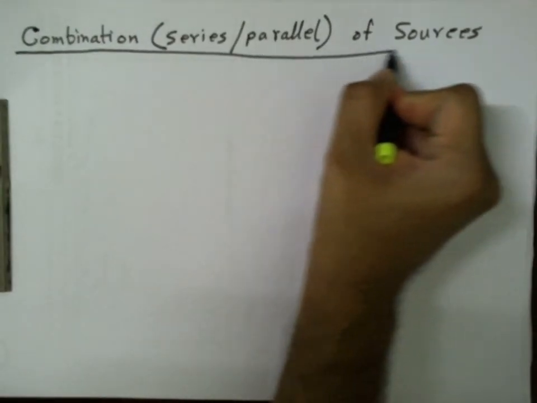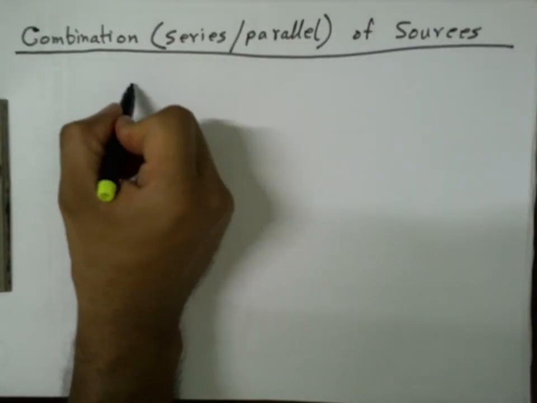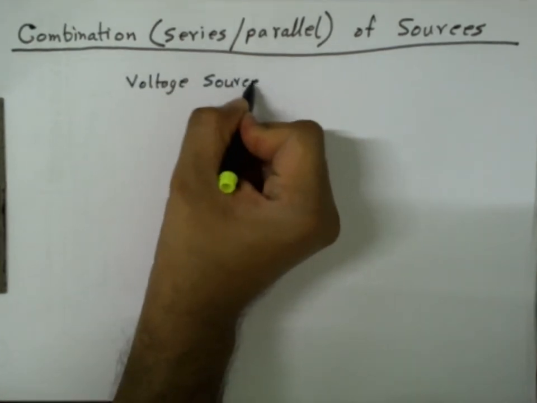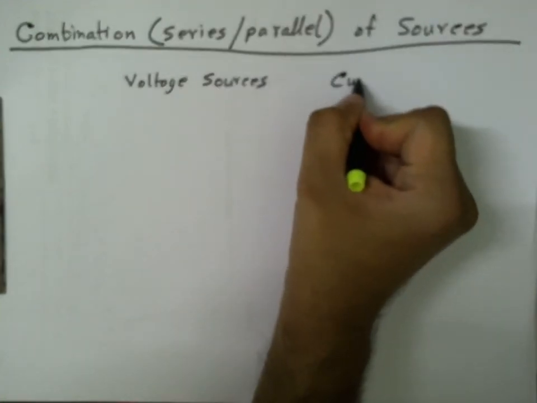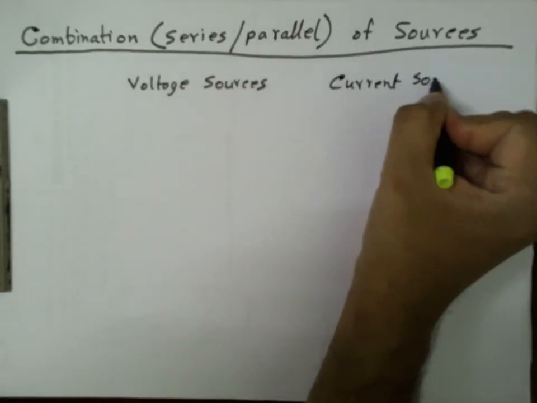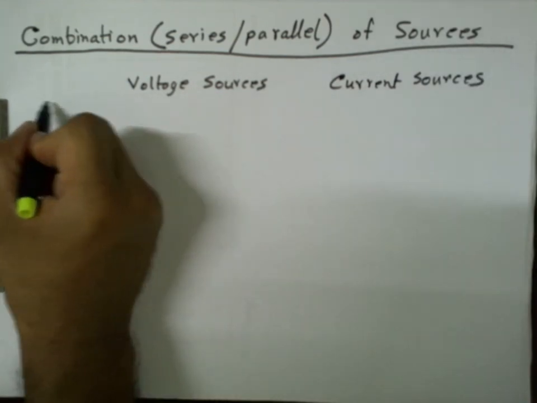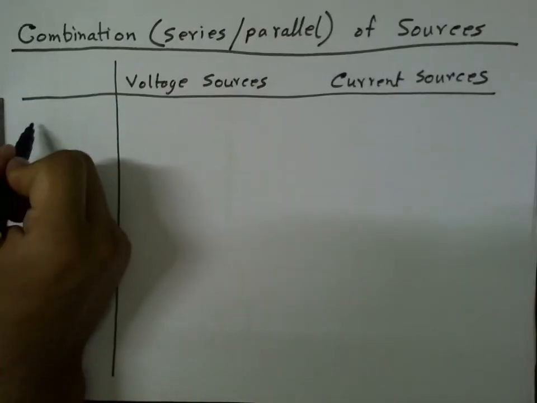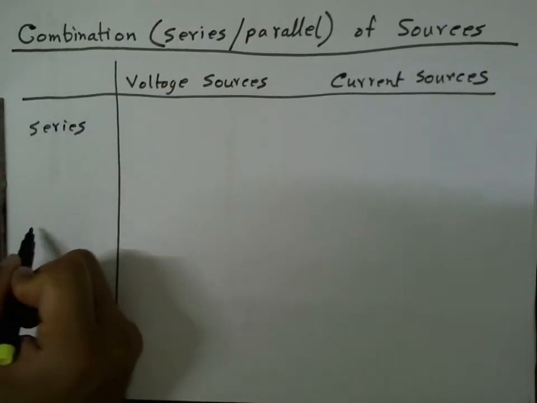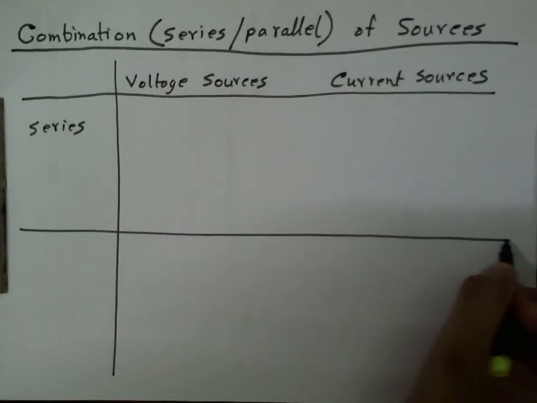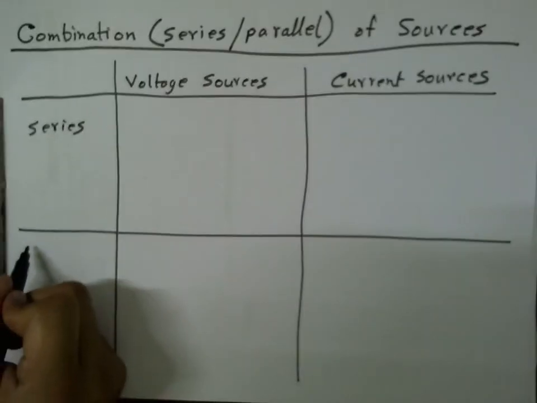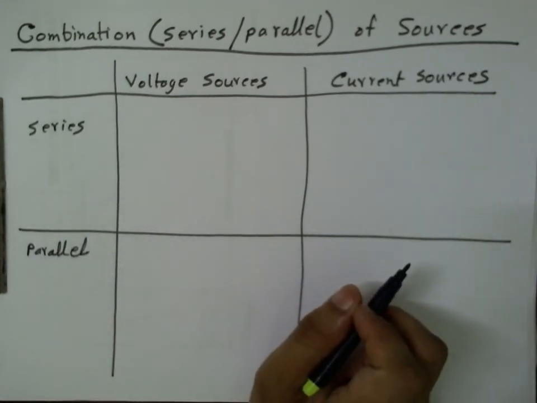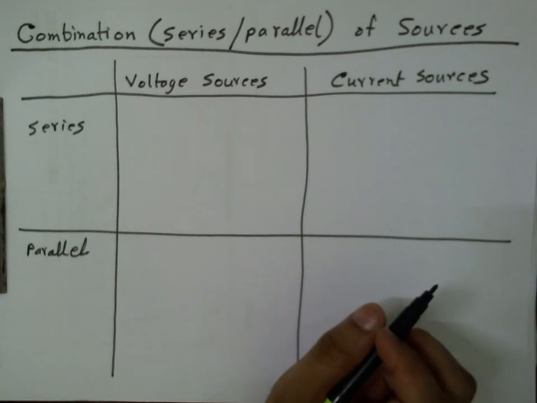So we can have either voltage sources or we can have current sources, and we can connect them either in series or in parallel. So the question is, what will be the effect of the series and parallel combinations?